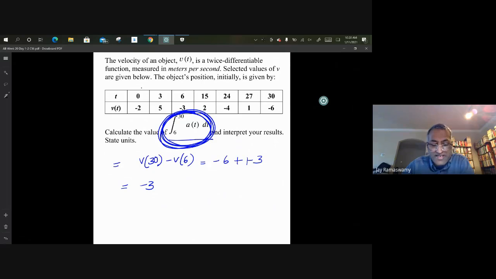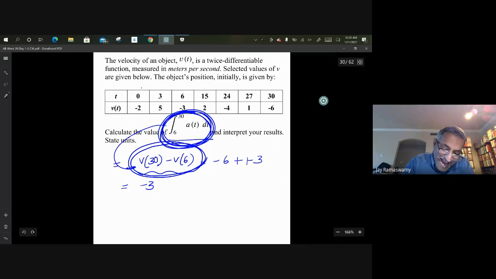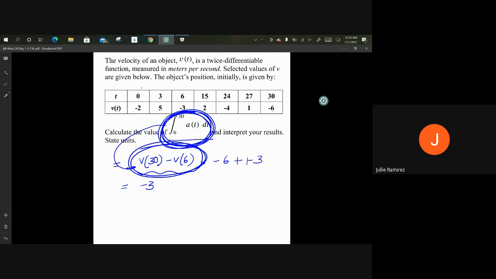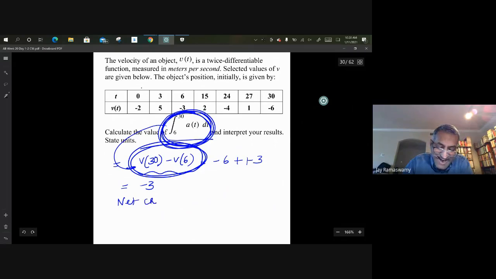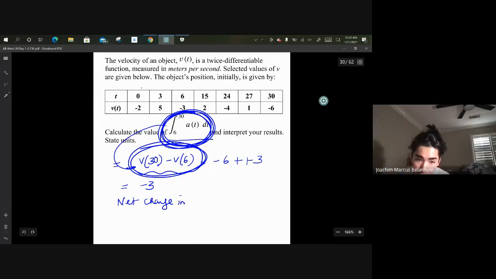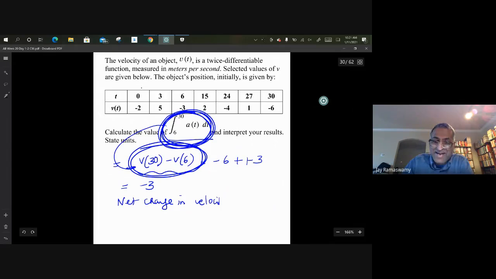If we do not know the interpretation of something they give us, we use net change. Do we know the interpretation of that guy? Yes. It reminds you of net change. It is the net change in velocity of the object. So what would their units be? Meters per second. Don't overthink it. The only thing that is weird is the average rate of change. Is that clear? Over the interval 6 to 30.